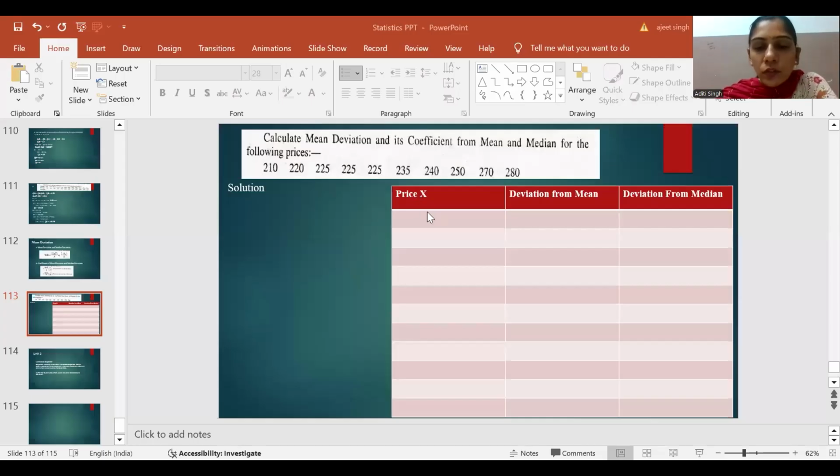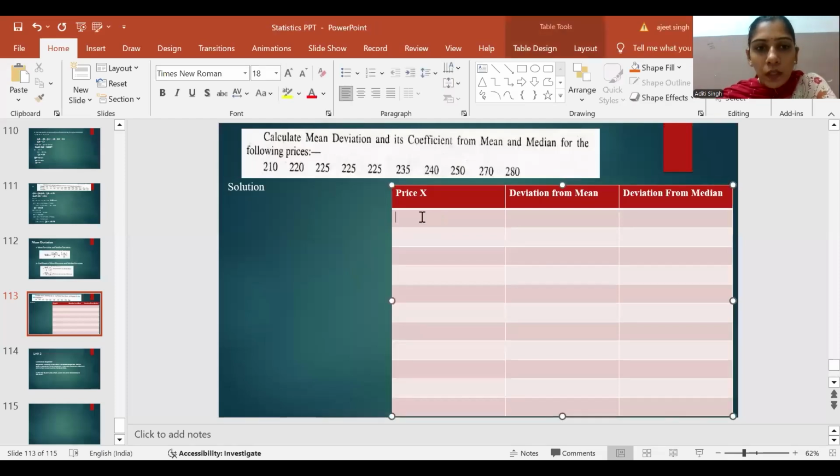So now we will solve this question first. Let's put the value of x, or you can say the value of price, first, which is 210, 220, 225, again 225, again 225, 235, after that 240, then 250, 270, then 280. Okay, so these are the values of x.